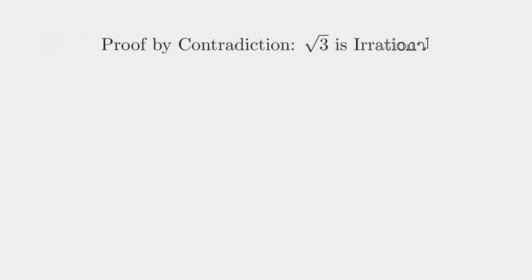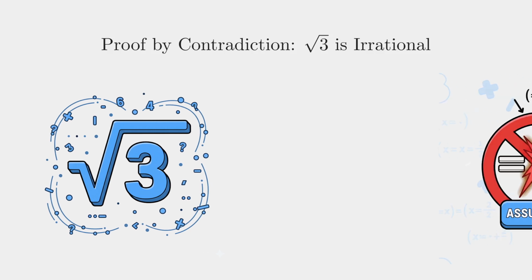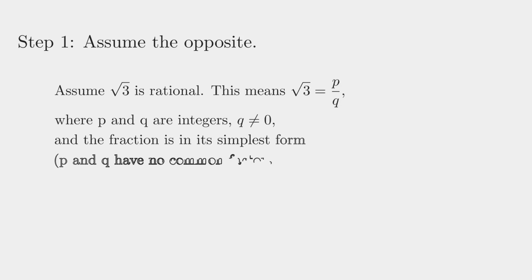In our second example, we're going to prove that the square root of 3 is an irrational number using a powerful technique called proof by contradiction. First, we assume the opposite of what we want to prove. Let's assume that radical 3 is a rational number. By definition, this means we can write it as a fraction. So radical 3 in that case will be equal to p over q, where p and q are integers, q is different than 0, and the fraction is in its simplest form, meaning p and q have no common factors.